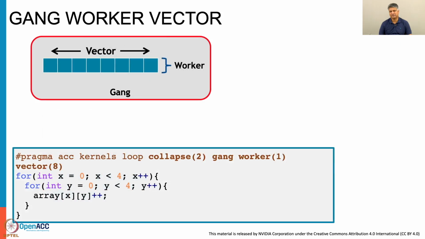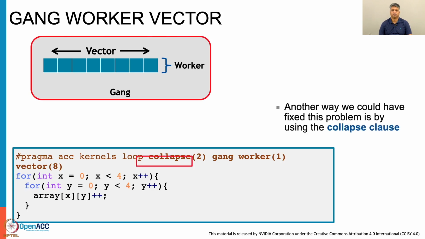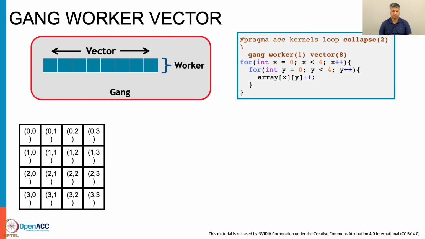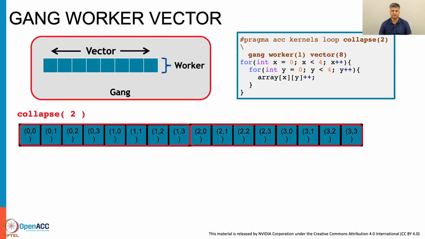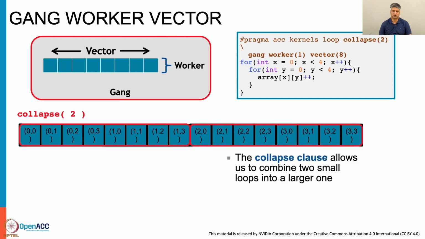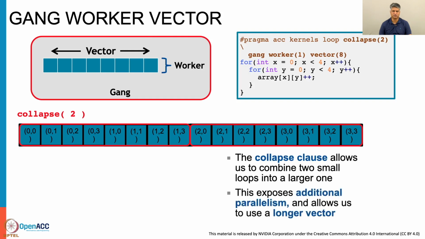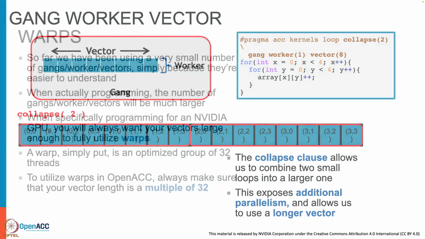Here is an example where we are going to use the collapse clause as well. So, we have a nested loop with a collapse clause for collapsing the next 2 loops. So, we look at the same matrix problem and we have now collapsed it. We have collapsed the innermost loop. This is going to be one gang and then you have another gang. Collapse clause now allows us to combine 2 small loops into a large one. This exposes additional parallelism, allows us to use a longer vector.